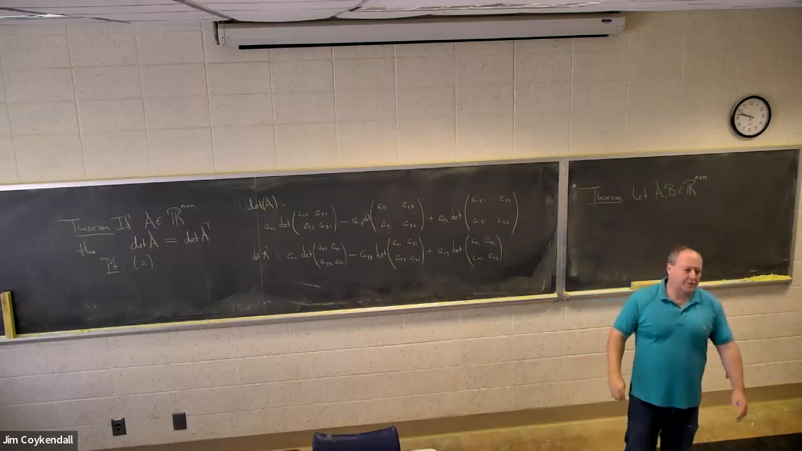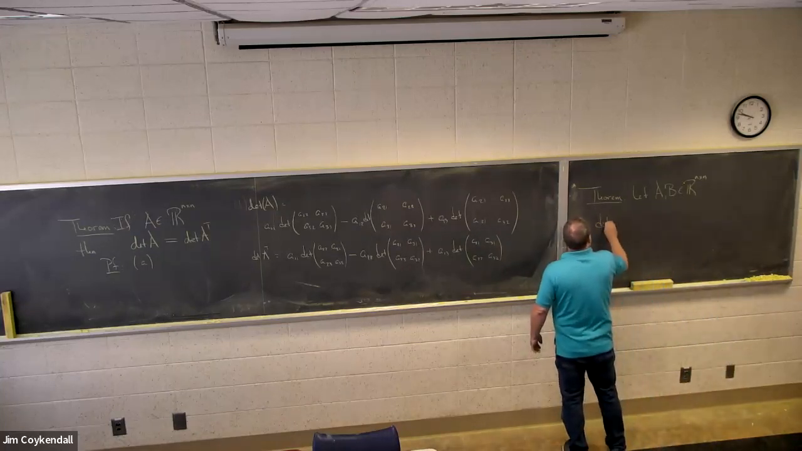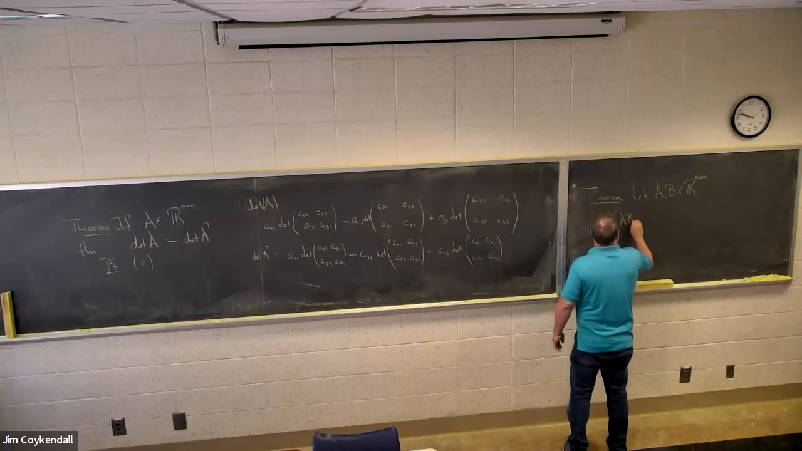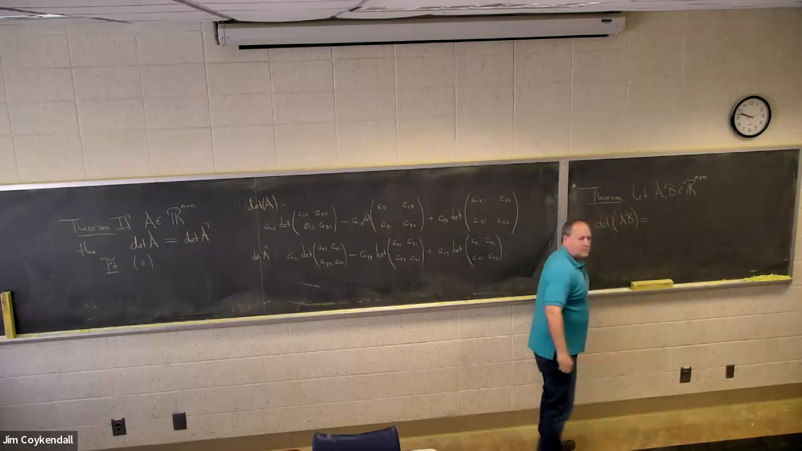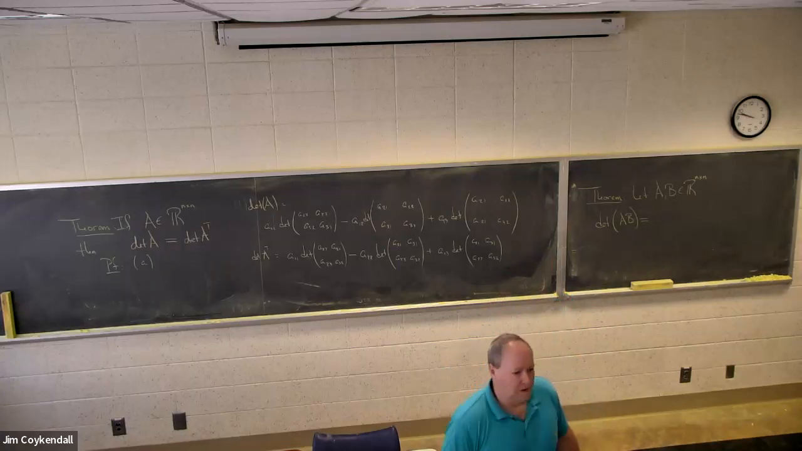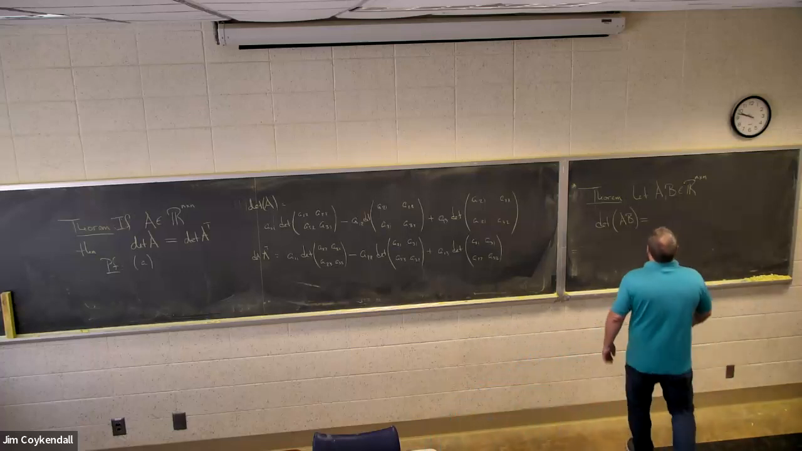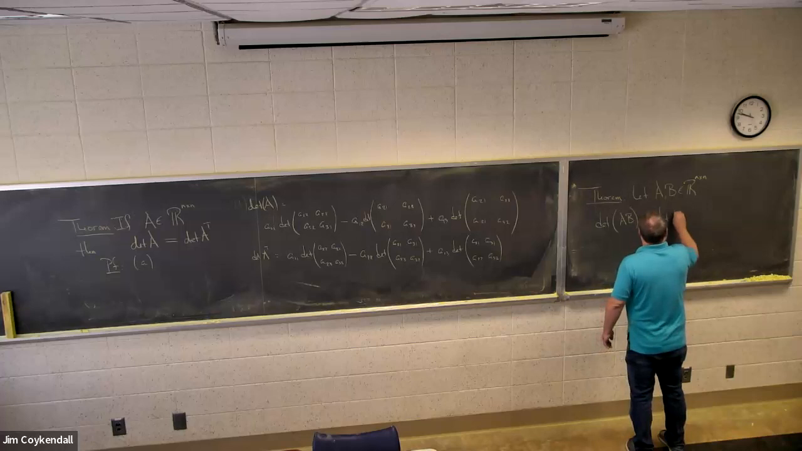Suppose you have your favorite 2 by 2 square matrices. Anybody want to guess what nice property this has? Yeah. Would it happen to be the determinant of A times B? Yes, that's right.